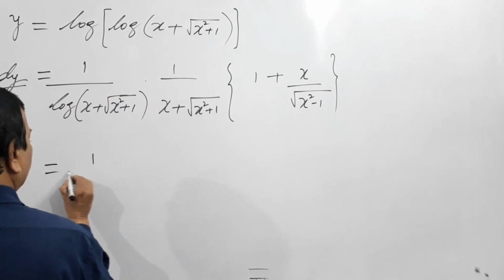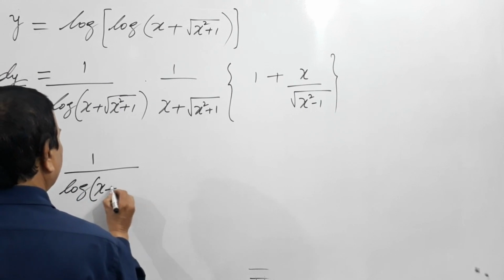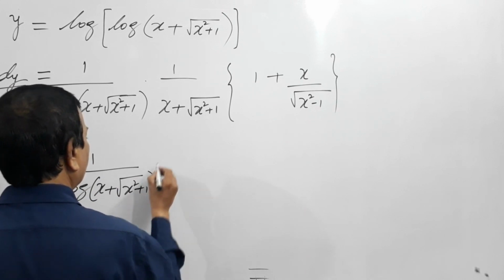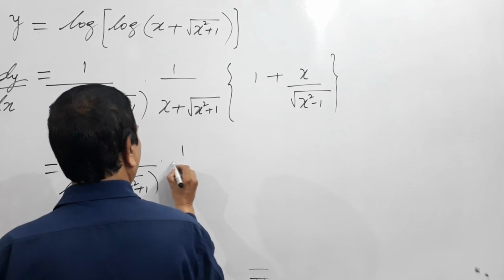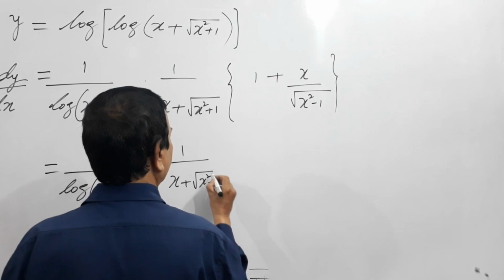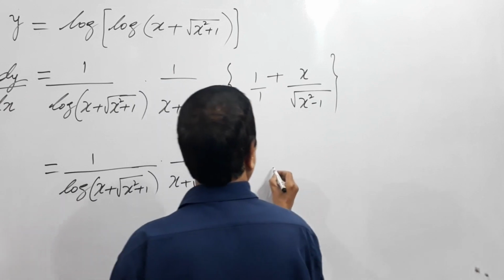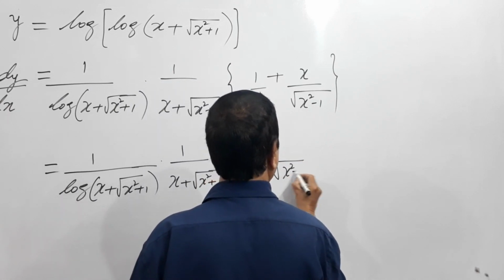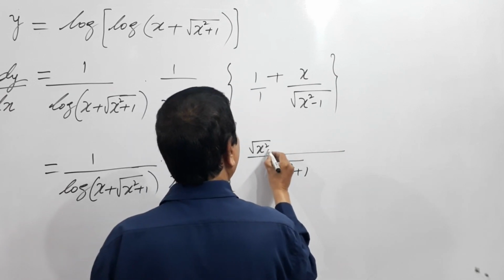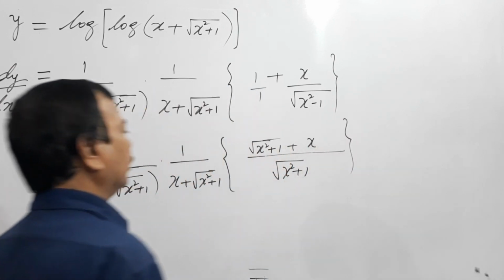So this equals 1 by log of x plus under the root x square plus 1 into 1 by x plus under the root x square plus 1. So here I take the LCM, under the root x square plus 1. So this goes x square plus 1 plus x. Done.